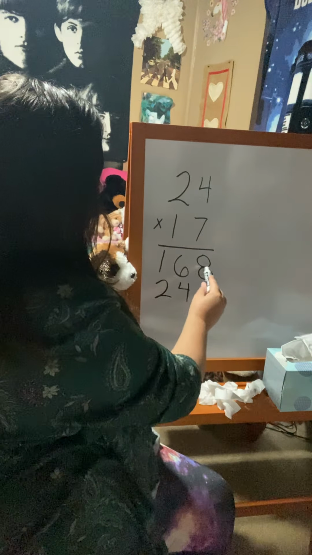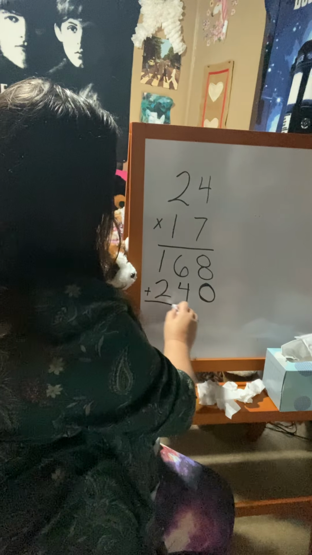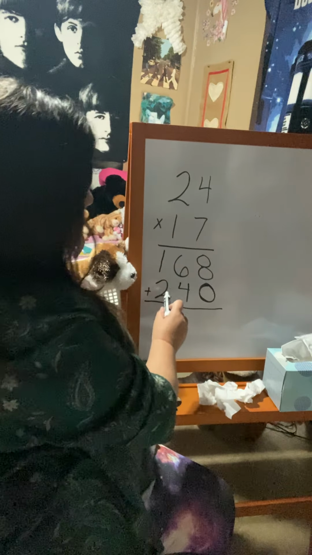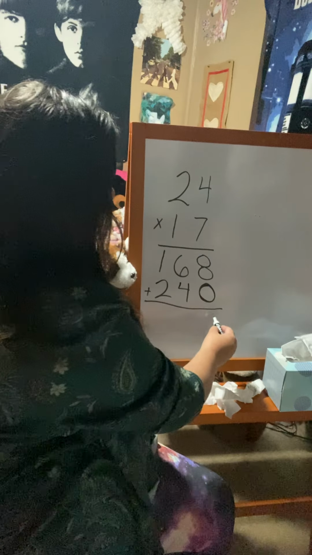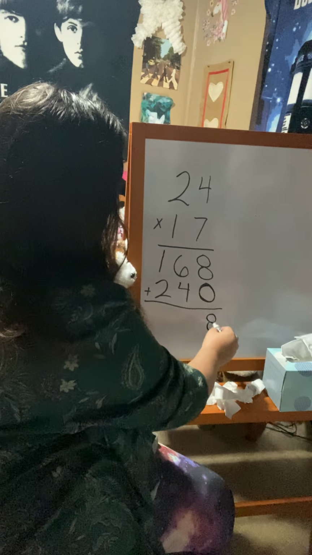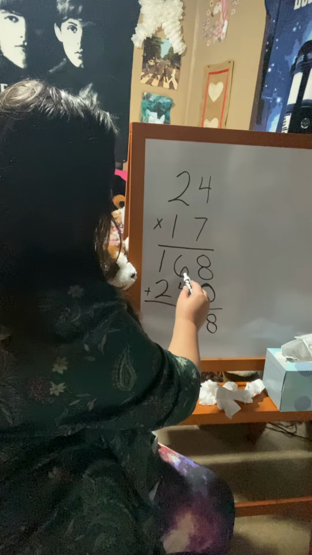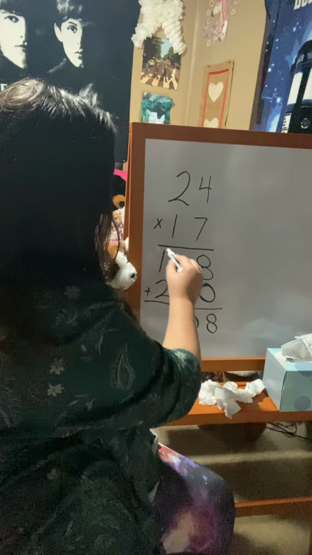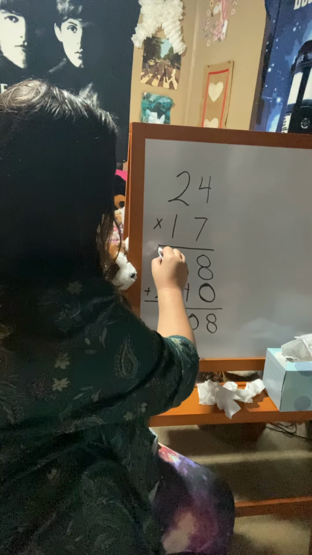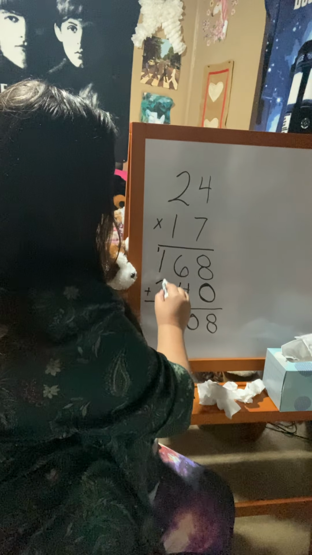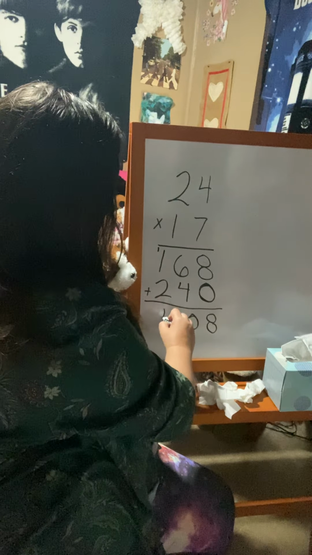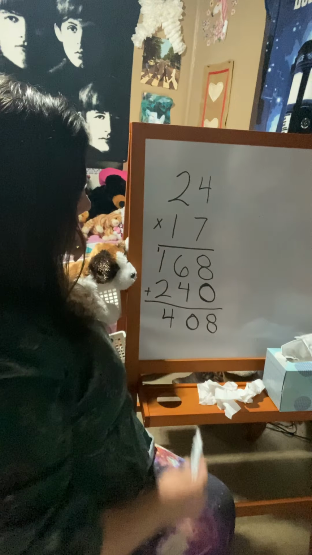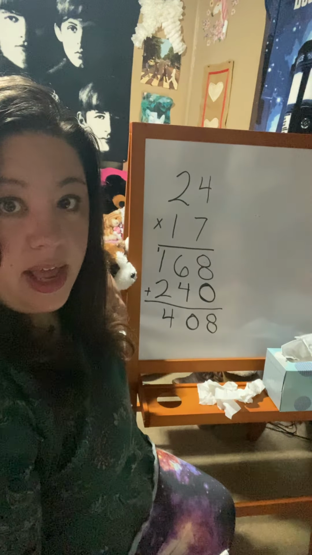So our answer is going to be 168 plus 240. 8 plus 0 is 8. 6 plus 4 is 10. And again, we're going to carry one of the digits or regroup it up to here. 1 plus 1 plus 2. That's 2 plus 2 is 4. So your answer is 408.